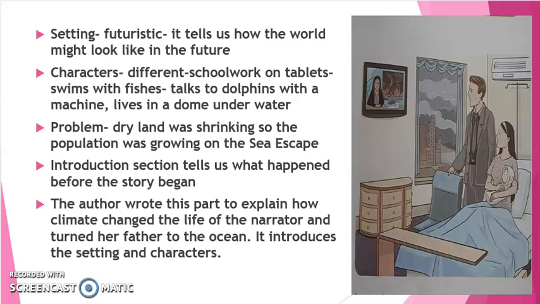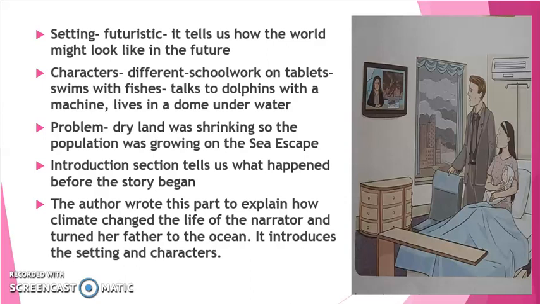Ice caps are melting, so the water level in the seas is increasing, and when the water level in the seas increases, our land starts decreasing. The land goes under water. So this is the bigger problem, the problem which I want everyone to understand. Where dry land was shrinking, the population was growing on the sea escape. Now when we have no land to stay, our next place would be to stay on the sea escape.